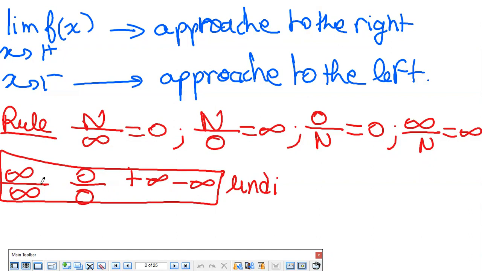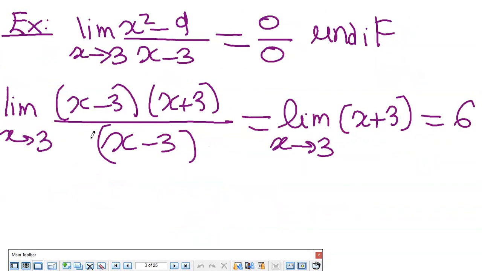Be careful, guys. You cannot simplify infinity over infinity. You cannot tell me it's like 1 over 1. No, it's not the same. It's not 1 even. And when I say plus infinity minus infinity, here the operation is plus. But if I have plus infinity times minus infinity, no, the answer is minus infinity. It's not undefined. Now let's move to the first example to understand a little bit the limit.